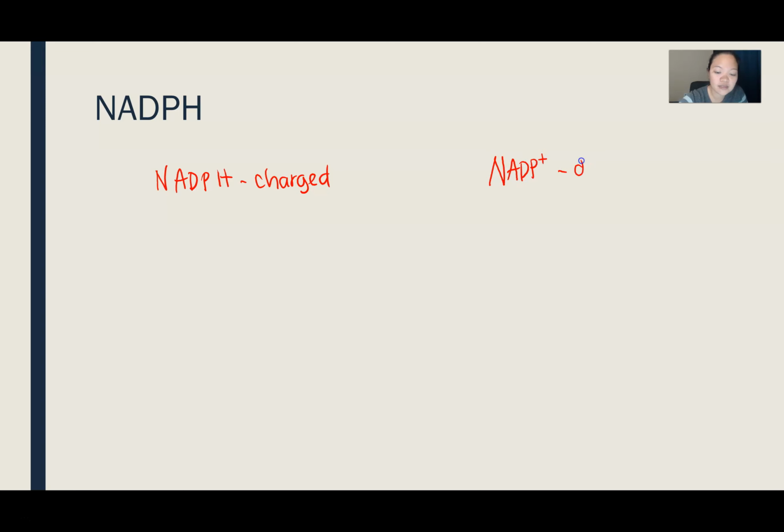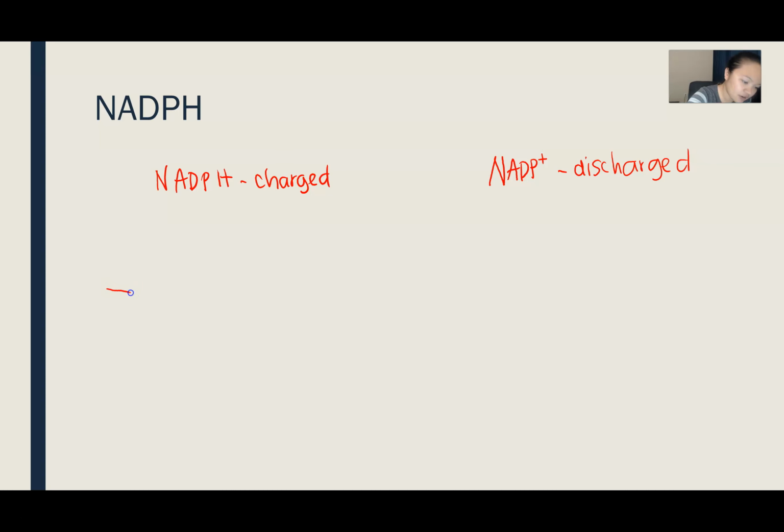NADP plus is discharged. So let's talk about this. Earlier, we talked about how ATP becomes charged if you add a phosphate, and becomes discharged when you remove the phosphate. So how about NADPH? I think the easiest way to explain this is by drawing a car. My husband's an Uber driver, so I'm going to use Uber as an example. Think of NADP plus as an empty car.